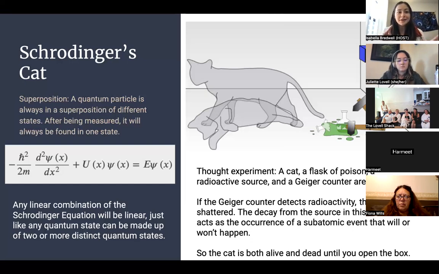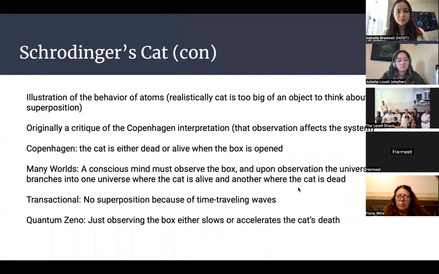So based on this principle of superposition, the cat is both alive and dead until you open the box, saying that both states exist at once. That's kind of the whole paradox of Schrodinger's cat. So to be honest, Schrodinger's cat doesn't really have a real defined solution. There's no answer. It's just a thought experiment meant to illustrate certain aspects of quantum mechanics that we don't really understand.